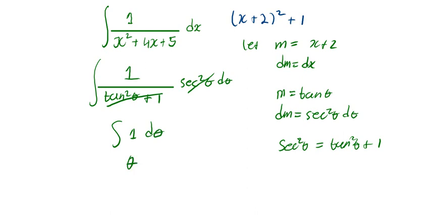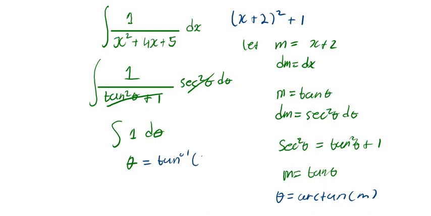But you're not yet done. Initially you are dealing with the variable x, but I have a theta, and at some point I used m. So you have to ask yourself, what is your theta? Because my m is equal to tan theta, my theta will be nothing but arctan m, or tan inverse of m. So here you can say my theta is equal to tan inverse of m, like that.